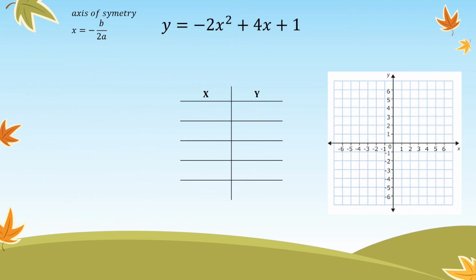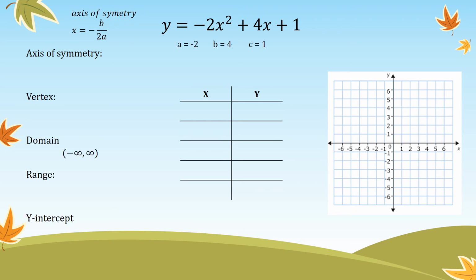Okay, same thing for this one. We need to identify A, B, and C. So A is negative 2, B is 4, C is 1. The axis of symmetry would be negative 4 over 2 times negative 2, which is positive 1. To find our vertex, we put the x value, the axis of symmetry, back into the y value.